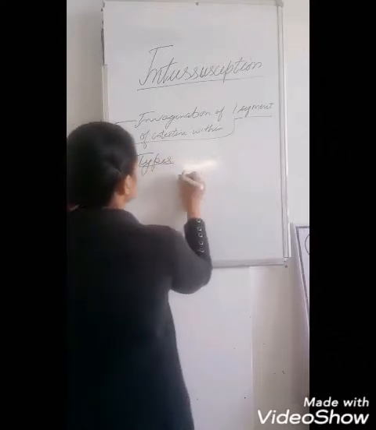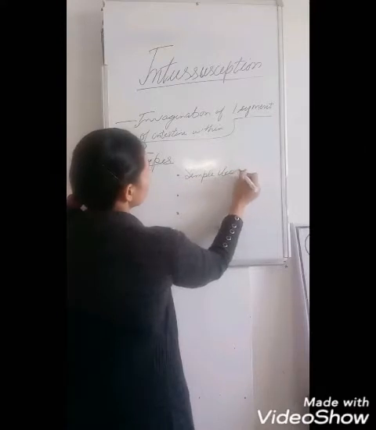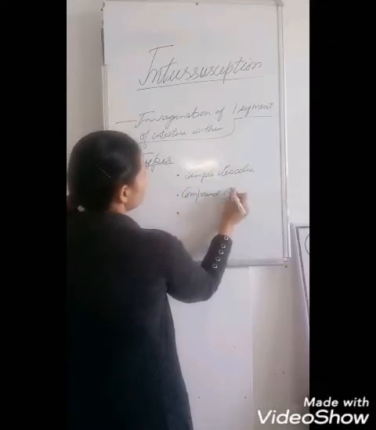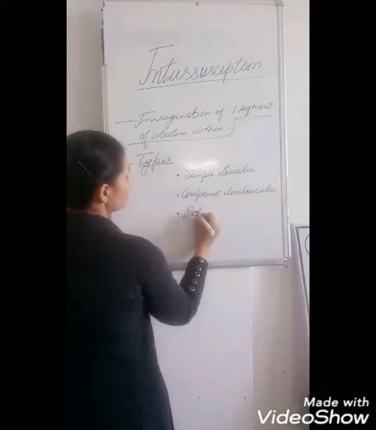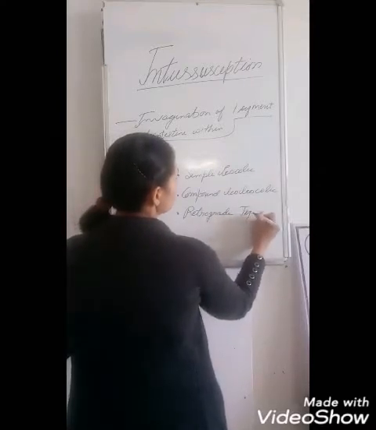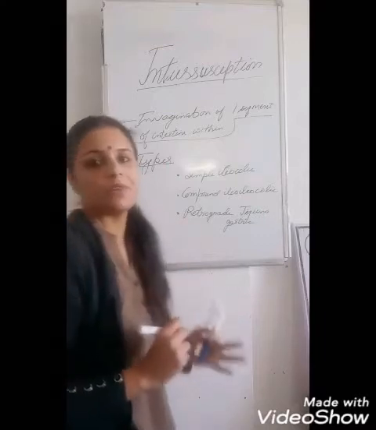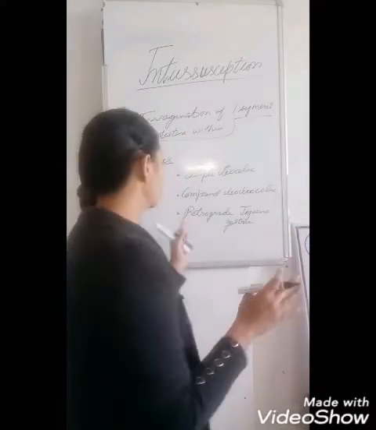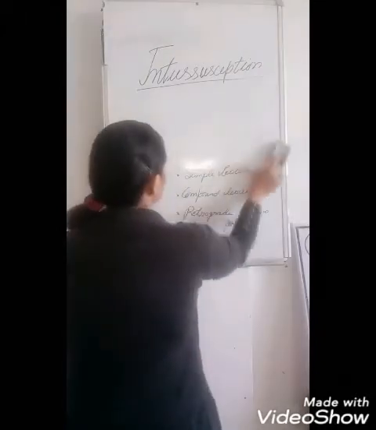There are three types of intussusception. The first is simple ileocolic, second is compound ileocolic, and the third is retrograde jejunogastric intussusception. Now we will come to the parts of the intussusception.